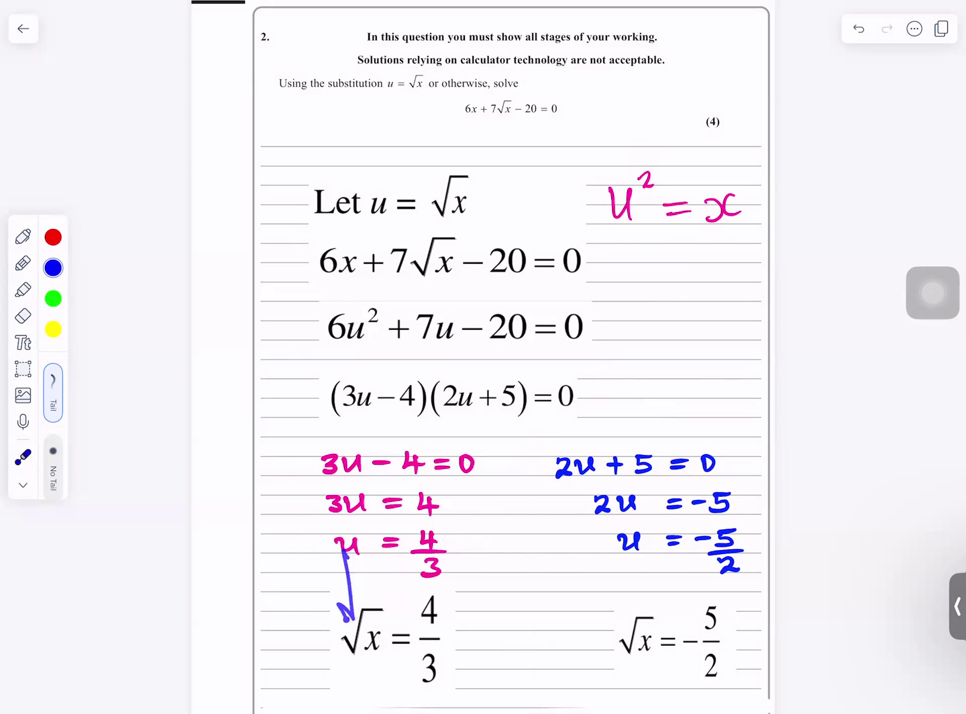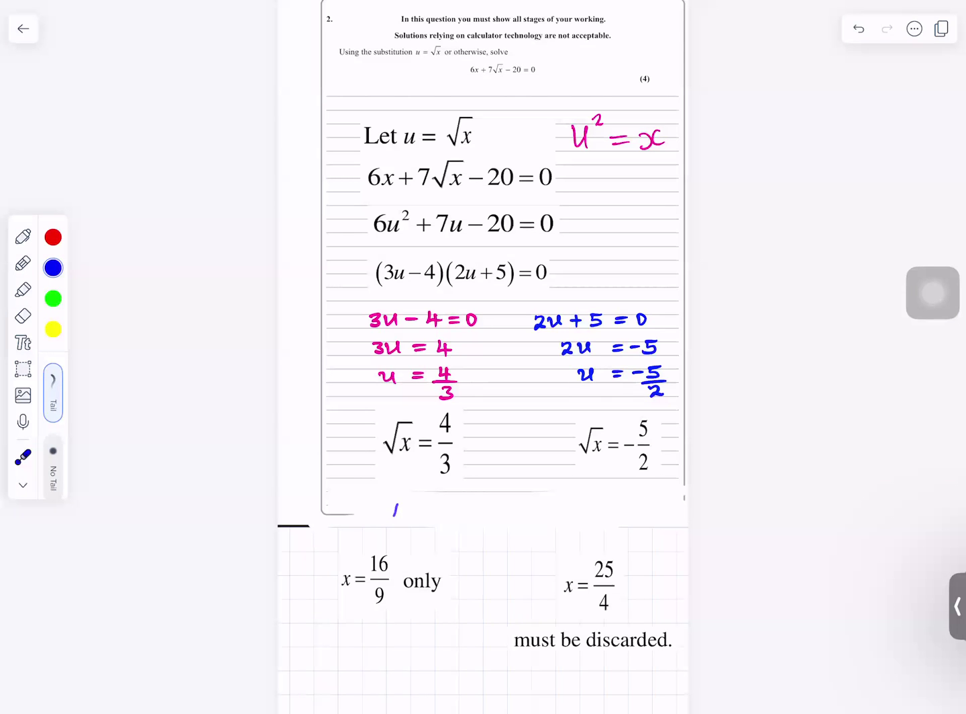So replace u with square root of x. So square root of x is 4 over 3, and square root of x is minus 5 over 2. And to get x, you would square the left side and square the right side. So 4 squared is 16, 3 squared is 9. You square this side and square this side. Don't forget to put the brackets. So you get x equals 25 over 4. The minus 5 over 2 case must be discarded. So your only answer is this one.